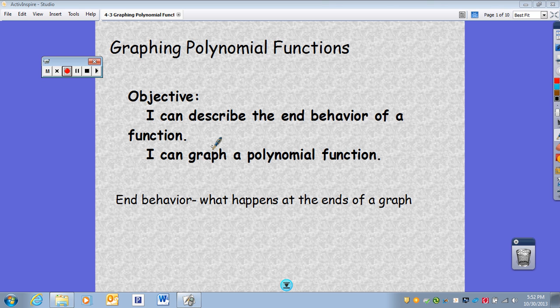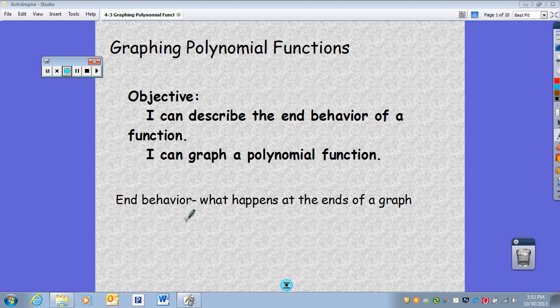In this lesson, we are going to be working on graphing polynomial functions, and we also will be talking about the end behavior of a function. Now, the end behavior is what happens at the ends of the graph. What we're going to be talking about is as our graph continues with our x going to infinity, we want to know what happens to the y value.